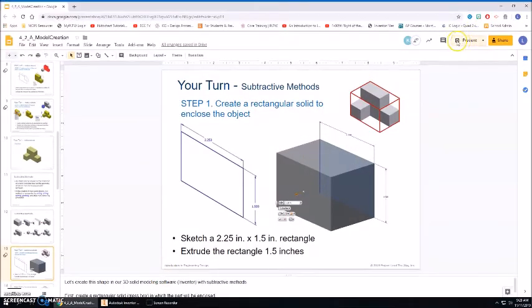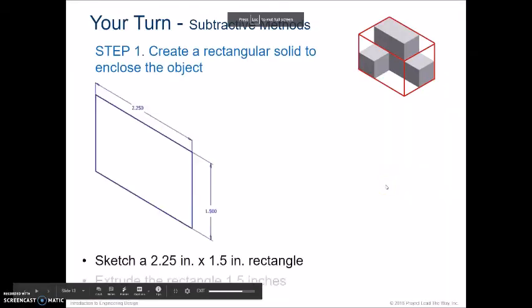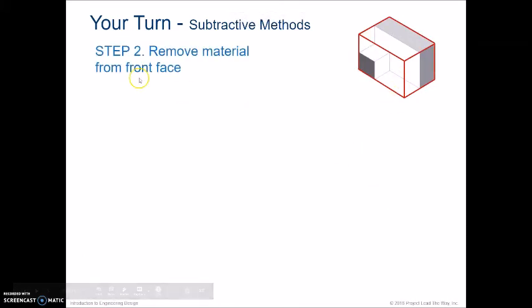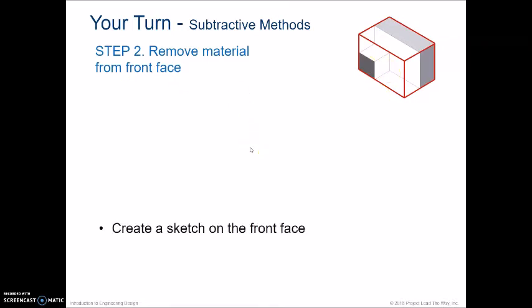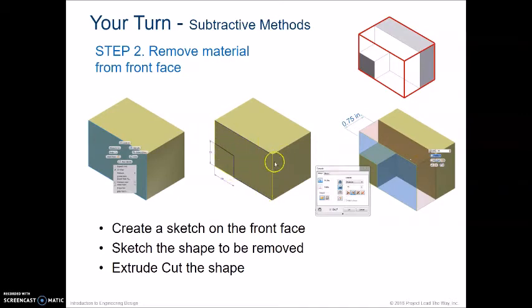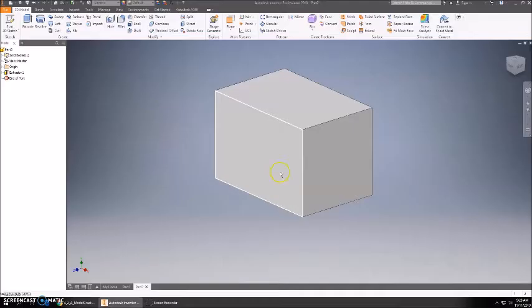So let's bounce back over here. So we've gotten to this point. So now I'm going to remove material from the front face. So I'm going to create a new sketch on the front face and then sketch the shape that I want to be removed and then extrude that shape. Okay, so you can see before where we made that small cube, we're actually going to make the opposite shape of that. So what they did here was that they made this cube and then extruded that cut away that other area, which is exactly what we're going to do.